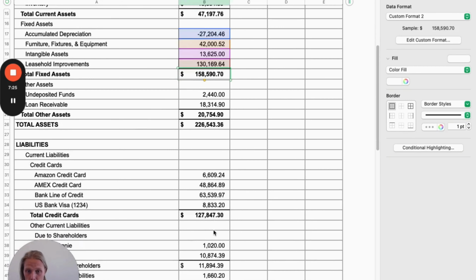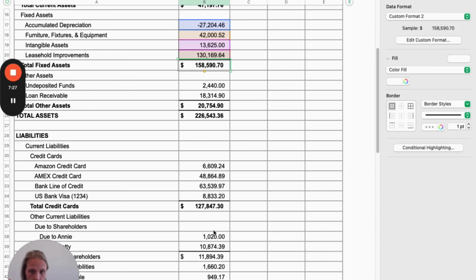And then we come into the liabilities. In this case, there's 4 things in the credit card section. We have 3 actual credit cards and then 1 line of credit. And we can see that those add up to $127,847. Again, these are the balances as of August 31st, as of that point in time.